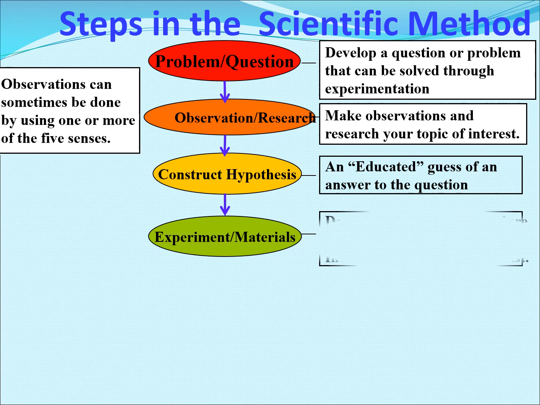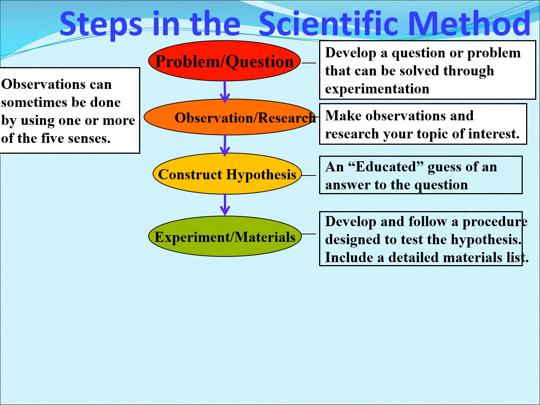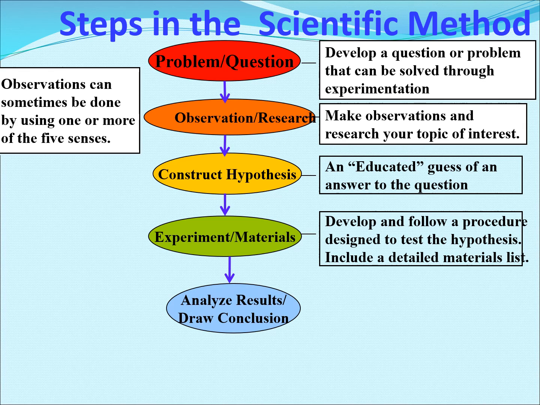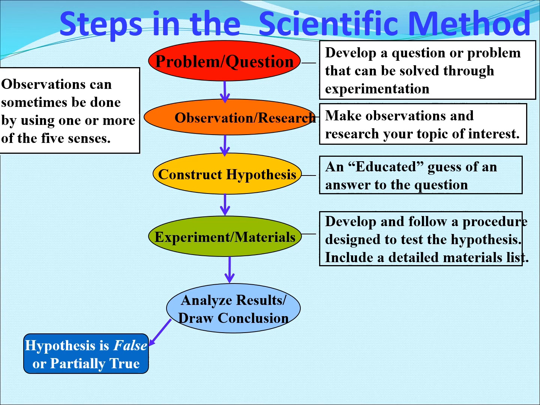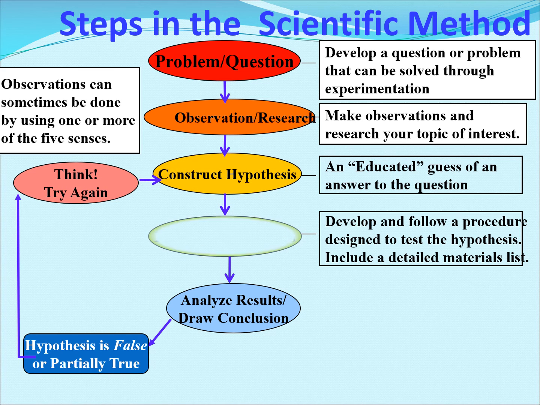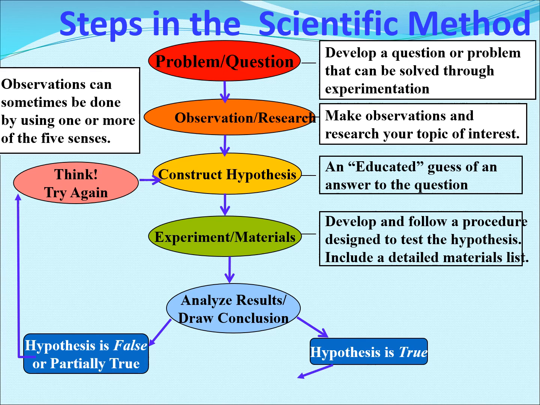Next step is to do the experiment with materials. In order to do the experiment, you have to develop and follow a procedure designed to test the hypothesis. This includes a detailed materials list. After the experiment, you analyze the results and draw conclusions. If the hypothesis is false or partially true, then you have to think or try again. You construct a hypothesis, make an experiment, analyze the results, and draw conclusions. If the hypothesis is true, then you report the results.